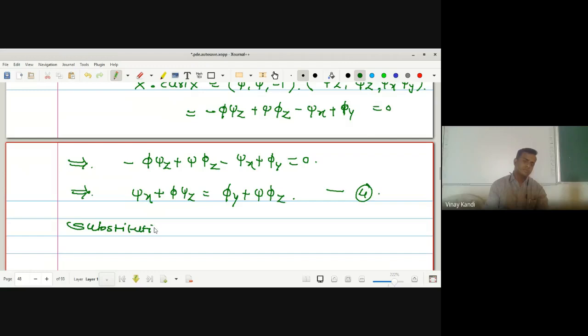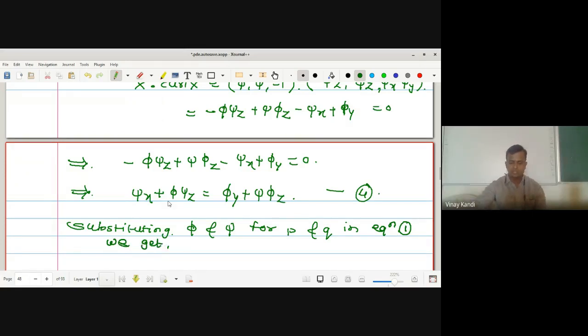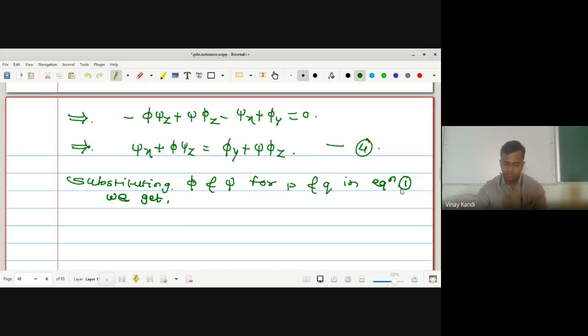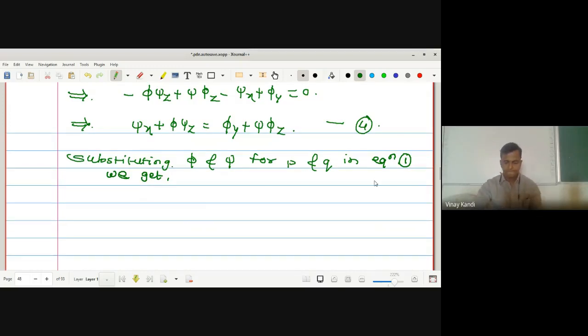Okay, now substituting phi and psi for p and q in equation 1, we get, now substituting this value in equation 1. Now, what is the equation?